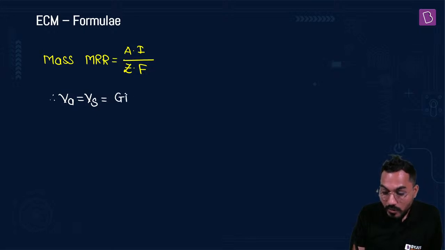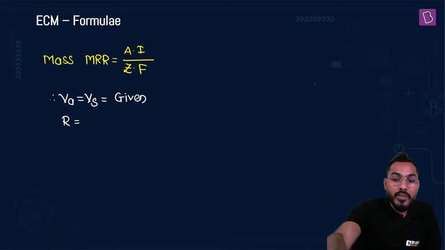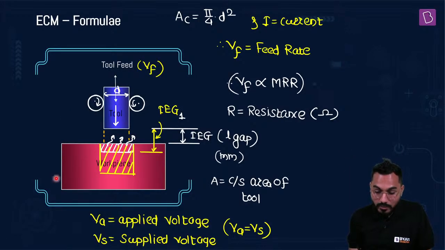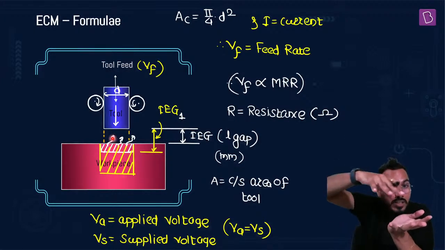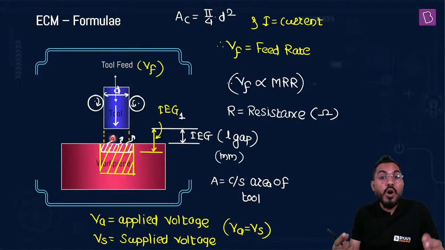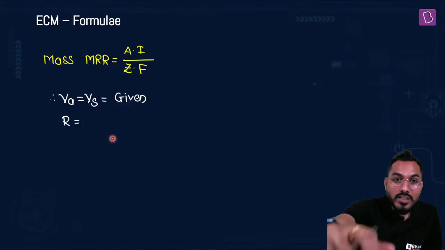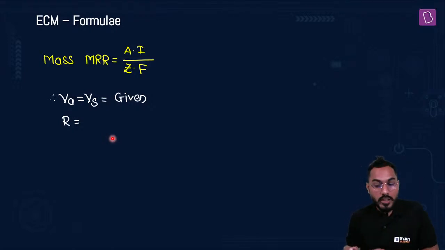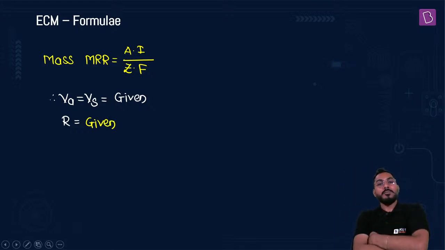Applied voltage or supplied voltage is given. And what is the resistance? Resistance created to the flow of current between the interelectrode gap. Where is that? Here. Whatever current is flowing through that cross-section area between the interelectrode gap, that current will feel the resistance, in ohm. So instead of that particular current, generally the applied or supplied voltage is given, or a resistance is given. Resistance is given, and then you are asked to calculate mass MRR.